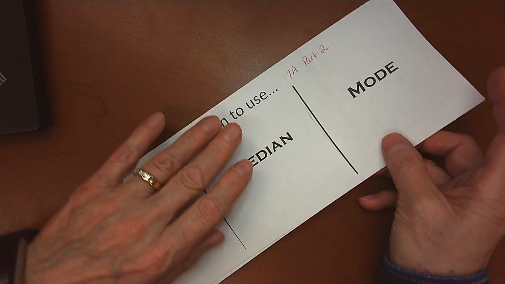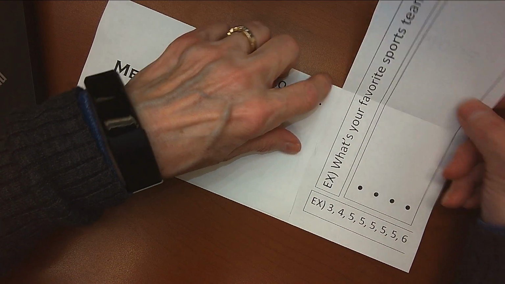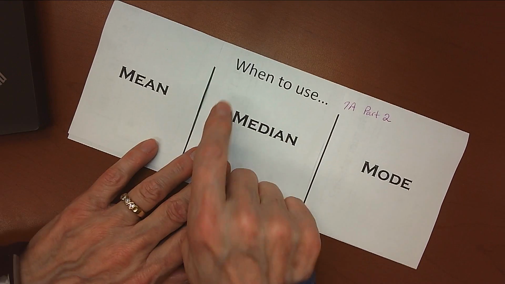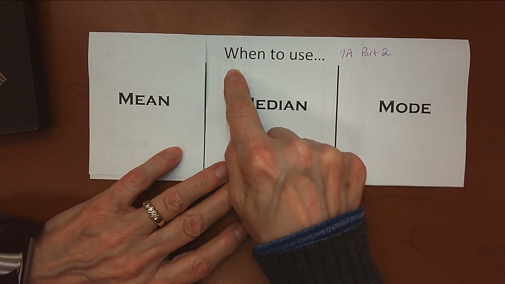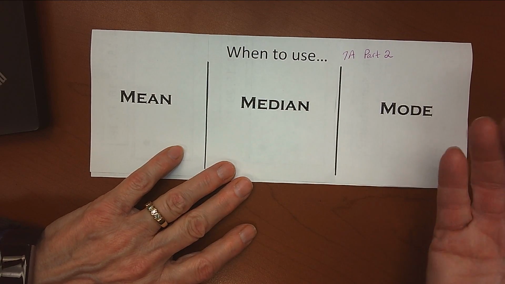And then you're going to cut straight up all the way to the edge there, so that when we open it, we're looking at some words in there. And this is all about when we would use each one of these. When would we use the mean? When would we use the median? When would we use the mode?